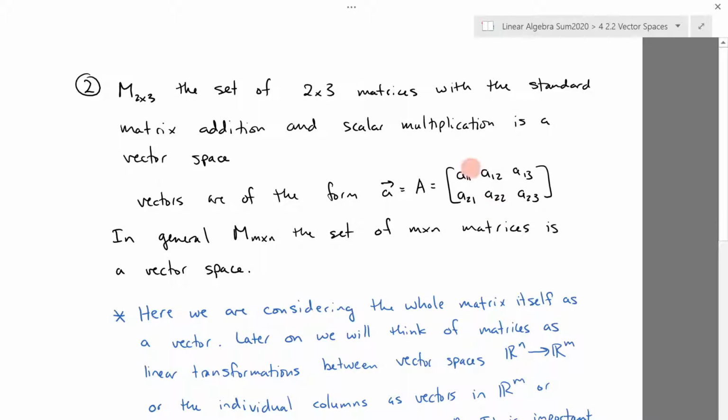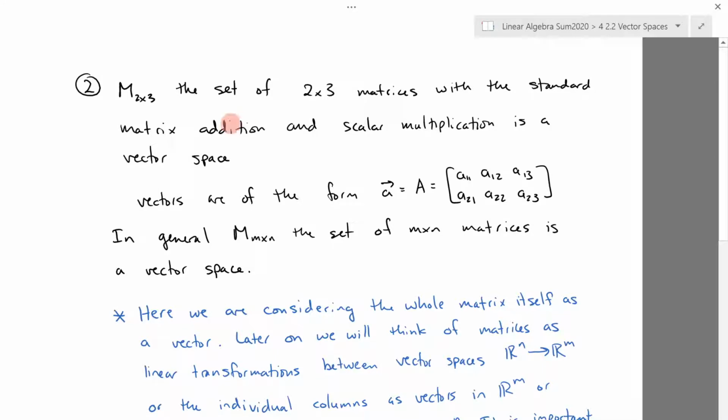A 2 by 3 matrix has 6 coordinates. You can think of this as the first coordinate, this is the second coordinate, this is the third coordinate, this is the fourth coordinate, this is the fifth coordinate, and this is the sixth coordinate. So again, each individual entry of the matrix is a separate coordinate for the vector.